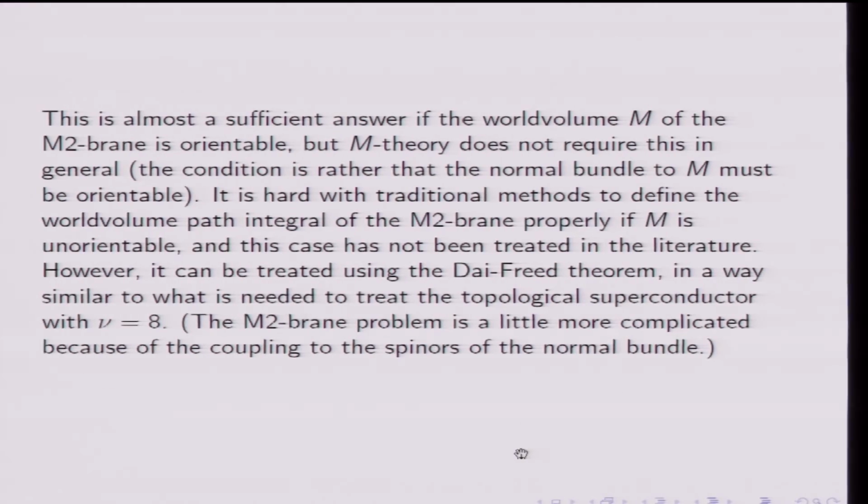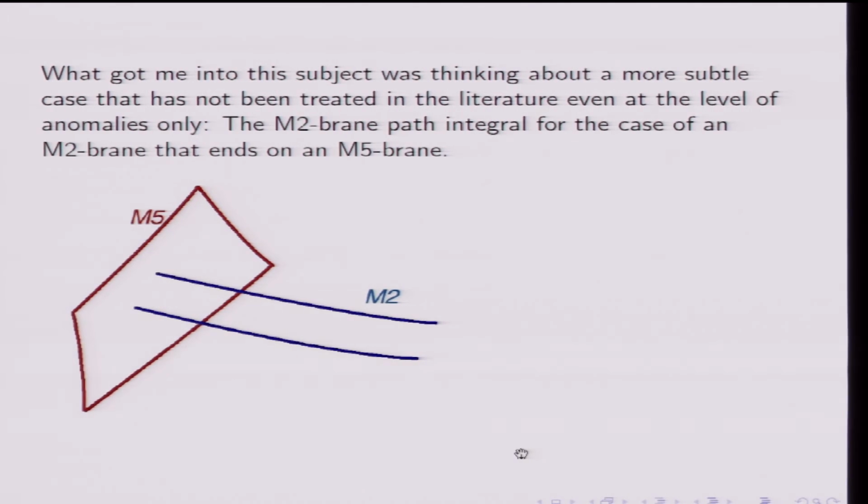to treat the general case of an unorientable manifold needs a more powerful approach than an anomalies-only approach, such as an approach using the Dai-Freed Theorem. And it can be treated in a way similar to what one needs to treat the topological superconductor with nu equals 8. The M2 Brane problem is more complicated because of the coupling to the normal bundle. Now, what got me to look at this subject again wasn't what I've just told you about. I originally started worrying about a case that hasn't been treated in the literature, even in the case of anomalies only. That's the case of an M2 Brane that ends on an M5 Brane.